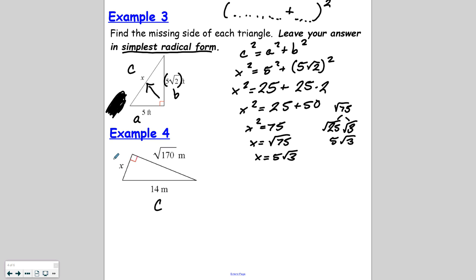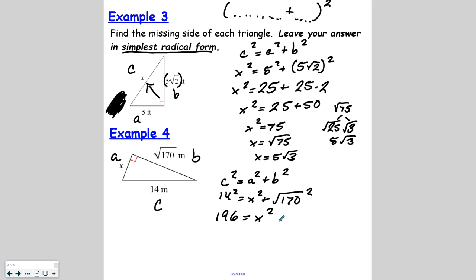All right, now in example 4, we know the hypotenuse. We don't know one of the legs. So once again, let's mark them. So we have c squared equals a squared plus b squared. Substitute the values that we know. Now, b is the square root of 170. And when we square that value, that square root and that square just undo each other, and we just get 170. 14 squared is 196. So we get 196 equals x squared plus 170. Now we got to solve for x squared, so subtract 170, and we get 26. Take the square root. We get the square root of 26.